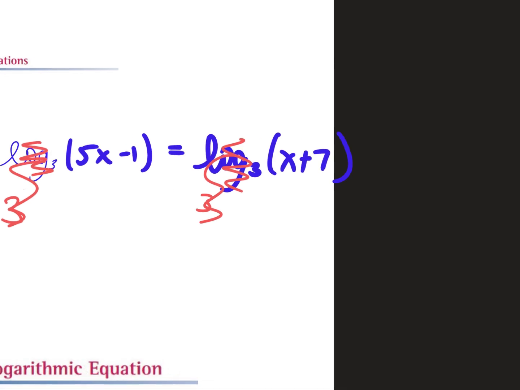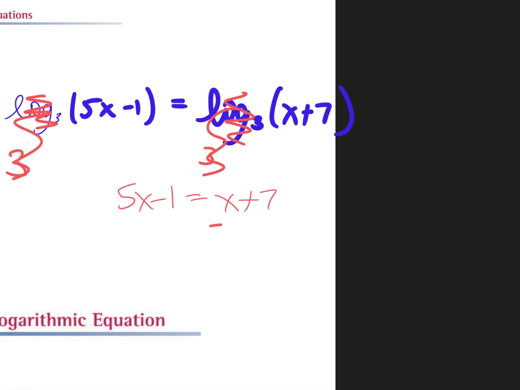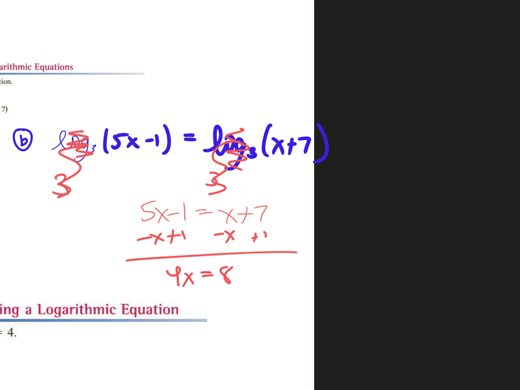So now do we all know how to solve this? 5x minus 1 equals x plus 7. I'm going to move x this way. I'm going to add 1. So I get 4x equals 8. What's x equal? Okay, x equals 2.